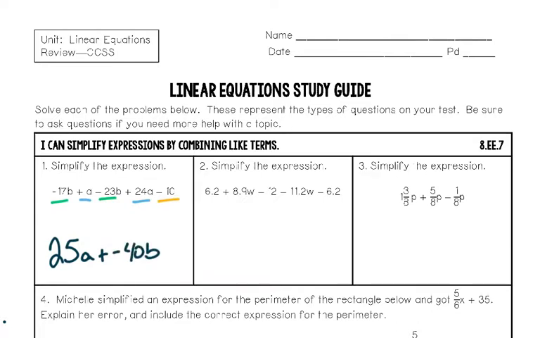And then the last thing I have is this negative 10, or minus 10, so I just bring that down. So your final expression should be 25A minus 40B minus 10, or if you wrote it like I did, you can have 25A plus negative 40B plus negative 10. And that's as simple as you can get it.